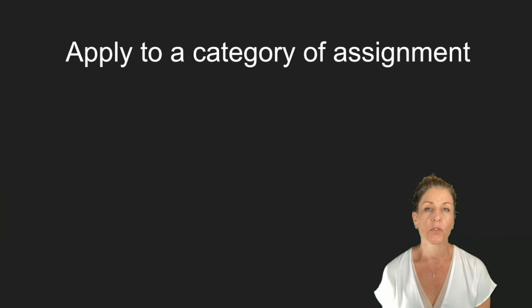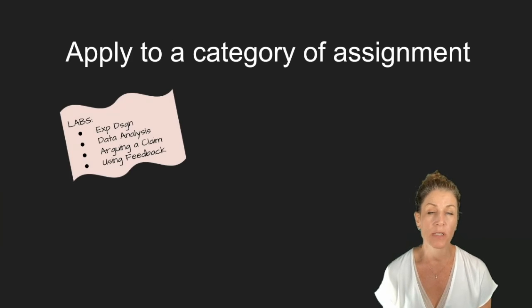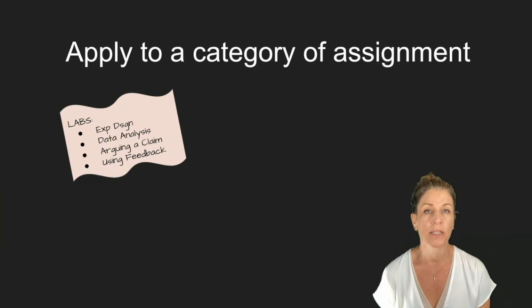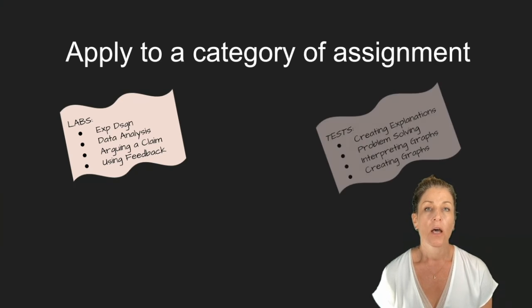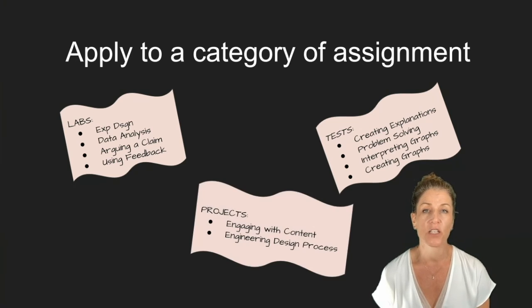As discussed in Module 2, when we detailed the 10 practices, each major category of assignment is assessed with a set of practices. Our rubric for labs includes experimental design, data analysis, arguing a claim, and using feedback. Our rubric for a checkpoint or a quiz test includes problem solving, creating explanations, and creating and interpreting graphs. And projects are assessed by engaging with content and the engineering design process. This works great. It limits our time and focuses student attention on a small handful of tasks at a time.